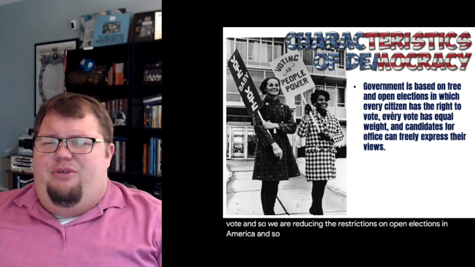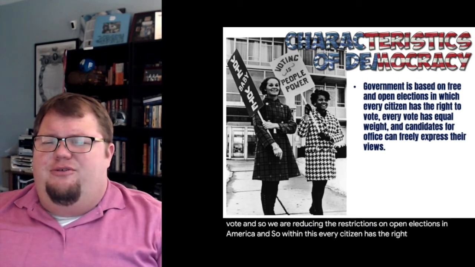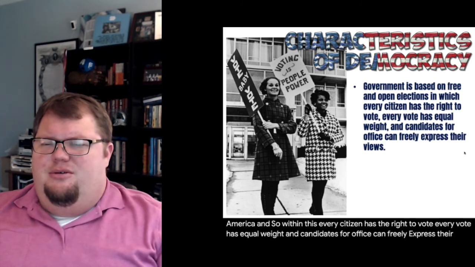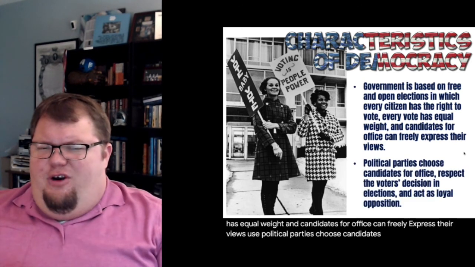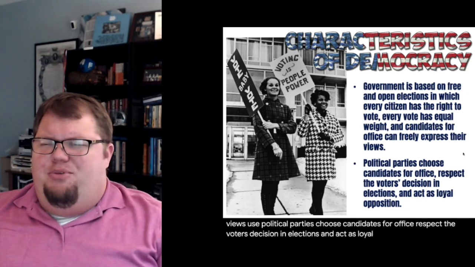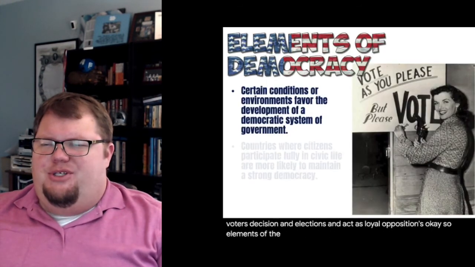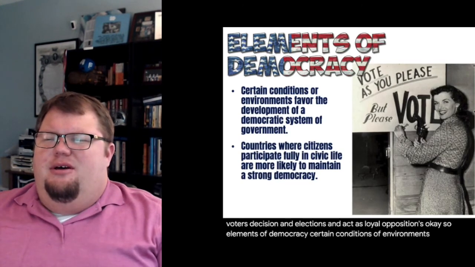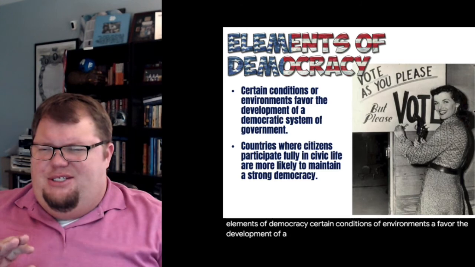And so within this, every citizen has the right to vote. Every vote has equal weight, and candidates for office can freely express their views. Political parties choose candidates for office, respect the voters' decision in elections, and act as loyal oppositions. So, elements of democracy: certain conditions or environments favor the development of a democratic system of government.